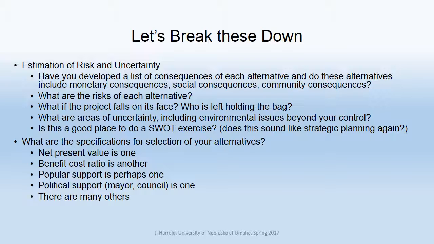And then what are the specifications for selection of your alternatives? So net present value is going to be one of them. The benefit cost ratio, which we'll go over, is going to be another. But also more intangible ones are actually specifications for selection too, right? Popular support might be one. Political support of your mayor or your council, for example. There are many others. Some are tangible, some not so tangible, but they are all valid selection criteria that you have to apply to each of your alternatives.